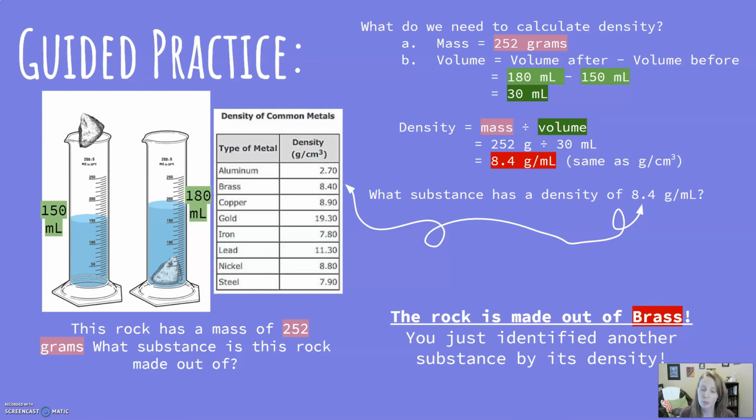We've now covered both of the different ways that you can identify a substance by its density. If you have any questions, make sure to reach out to your teacher. If you need to re-watch to take notes, you're welcome to do that.